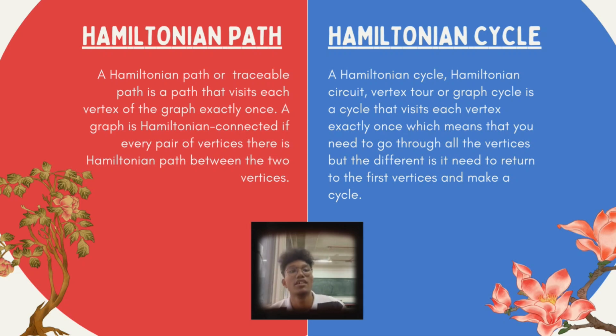Next is the Hamiltonian cycle. A Hamiltonian cycle is a cycle that visits each vertex exactly once, which means that you need to go through all the vertices, but the difference is it needs to return to the first vertex and make the cycle.